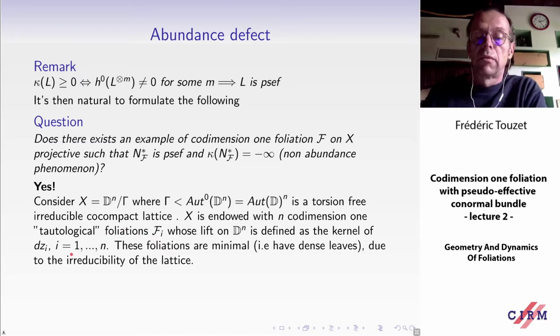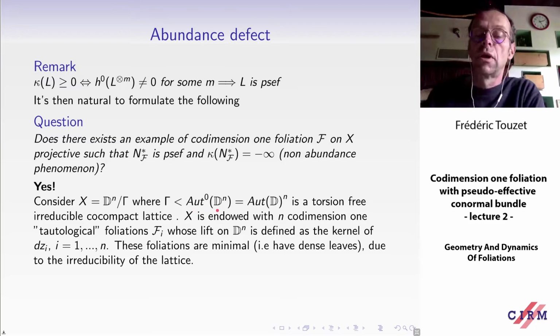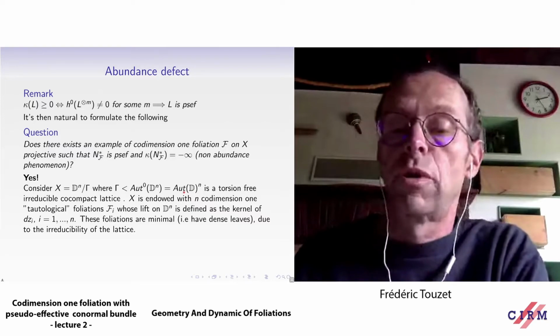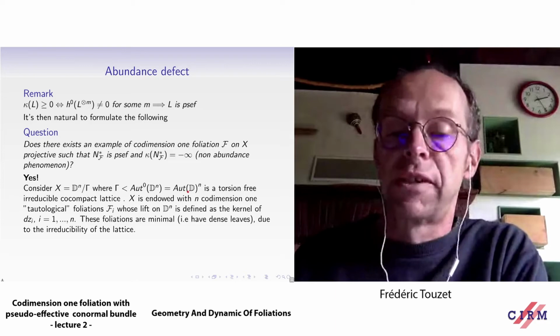Okay, z_i is the standard coordinate on the polydisk. In fact, this is due to the fact that such a lattice acts diagonally on D^n. We have taken a lattice which lives in the neutral component of the automorphisms of the polydisk, and it is known that this component of the identity is reduced to the product of n copies of the Möbius transformation group of the disk.